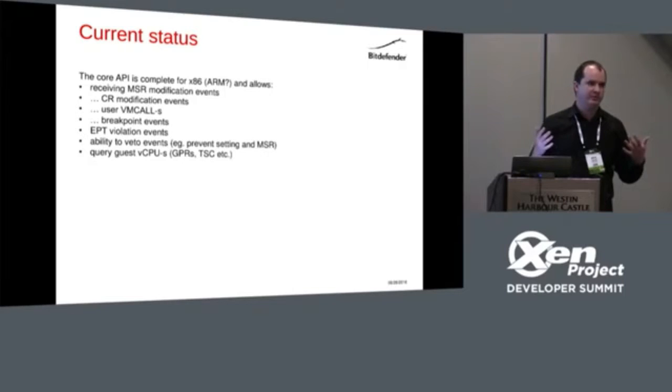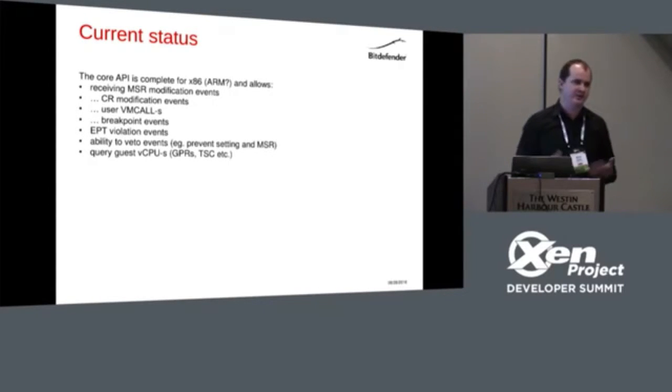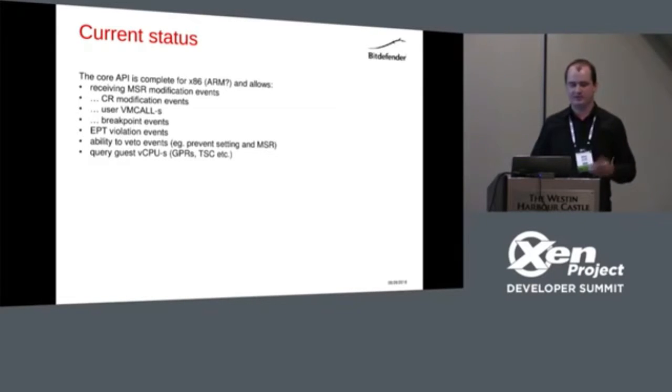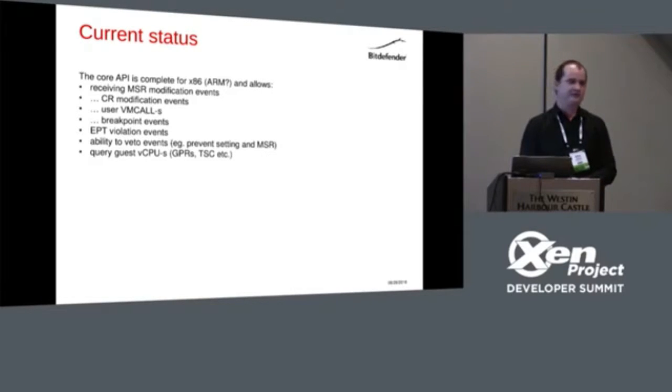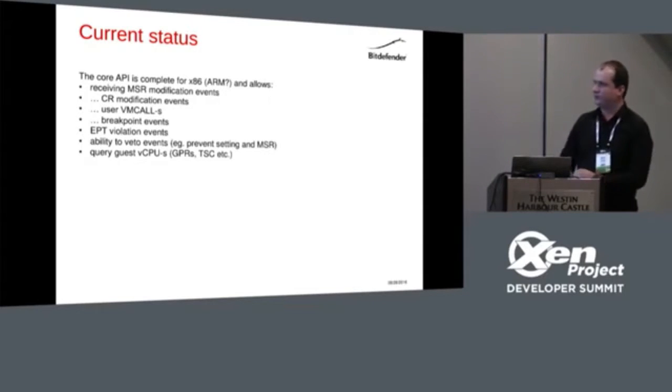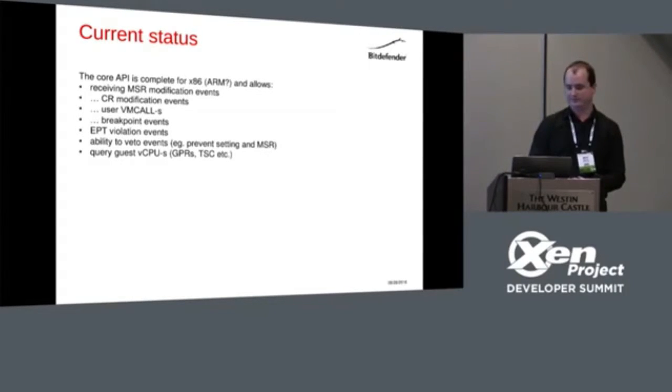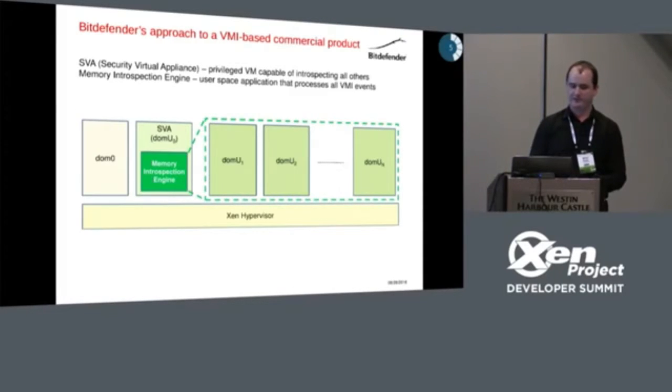The basic API allows to trap and receive notifications when an MSR, a programmed MSR, gets modified, or a control register gets modified. It allows the ability for code inside an introspected VM to call into the introspection application. It allows to receive breakpoint events, EPT violation events, and it also gives the ability to veto. So for example, if an introspected guest tries to change an MSR, the application doing the introspection using VMI can prevent that modification. And basic stuff like retrieving the register set for vCPUs and TSC, and so on.